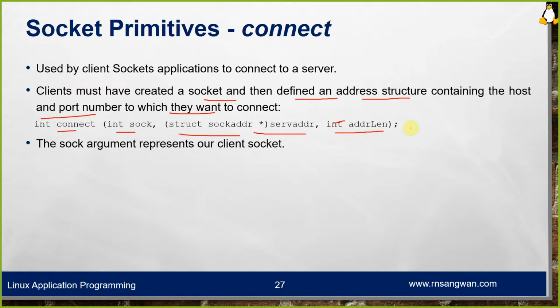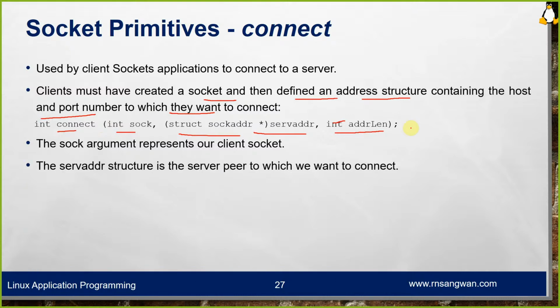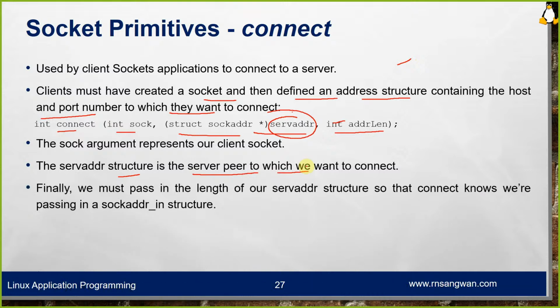The socket argument represents our client socket. The second parameter, the server address structure, represents the server peer to which we want to connect. Finally, we must pass the length of our server address structure, and we are passing the socket address in structure type.